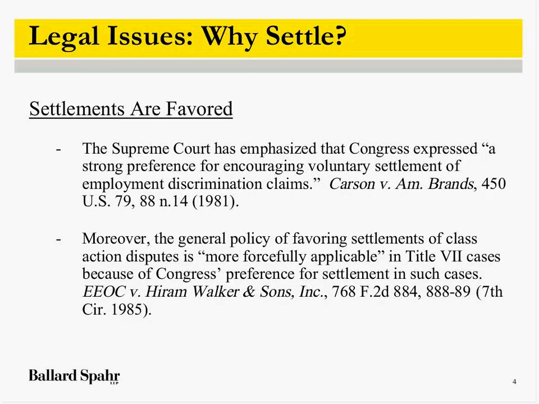In legal issues, first, why settle? Settlements are favored. Why are settlements a good thing? Because the Supreme Court tells us so. In Carson versus American Brands, the Supreme Court emphasized that Congress has expressed a strong preference for encouraging voluntary settlement of employment discrimination claims, and more generally, the general policy of favoring settlements of class action disputes is even more forcefully applicable in Title VII cases because of the Congress's preference for the settlement of such cases.